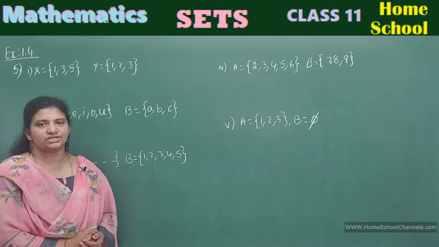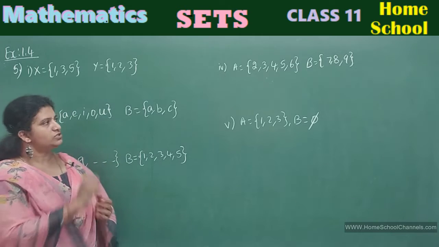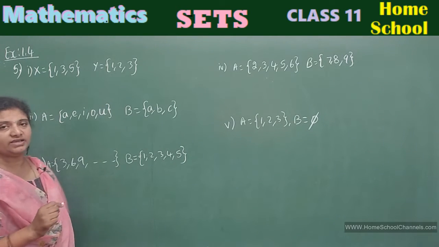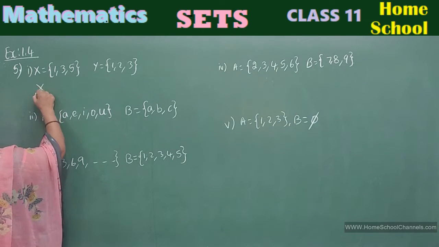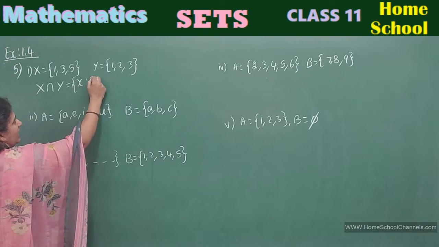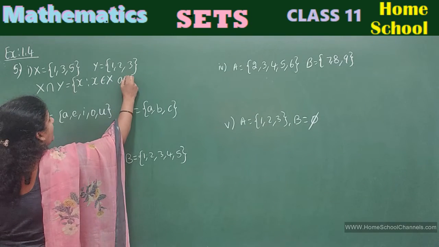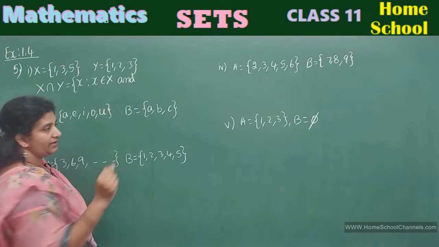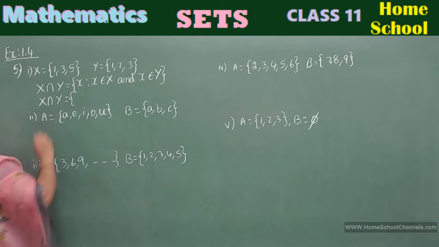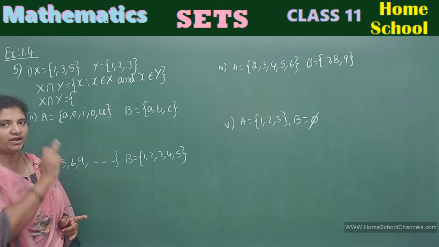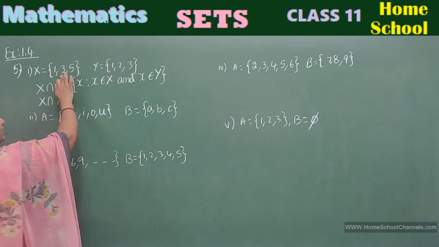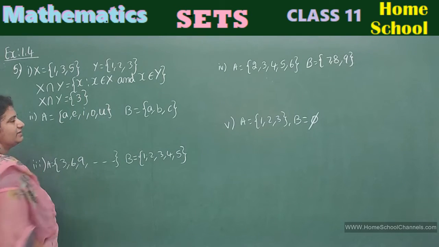Fifth main, find the intersection of all the problems you have done in first main. So, I have written all the questions from first main. See the first problem, X is equal to 1, 3, 5, Y is equal to 1, 2, 3. Intersection, what is the symbol? Inverted U. X intersection Y is equal to the set of all x such that x belongs to X, and, while you are writing intersection, you need to write 'and', x belongs to Y. Write only common elements from both the sets: 1, 3, 5 and 1, 2, 3. Which is the common element here? 3 is common in both the sets. So your answer is 3.